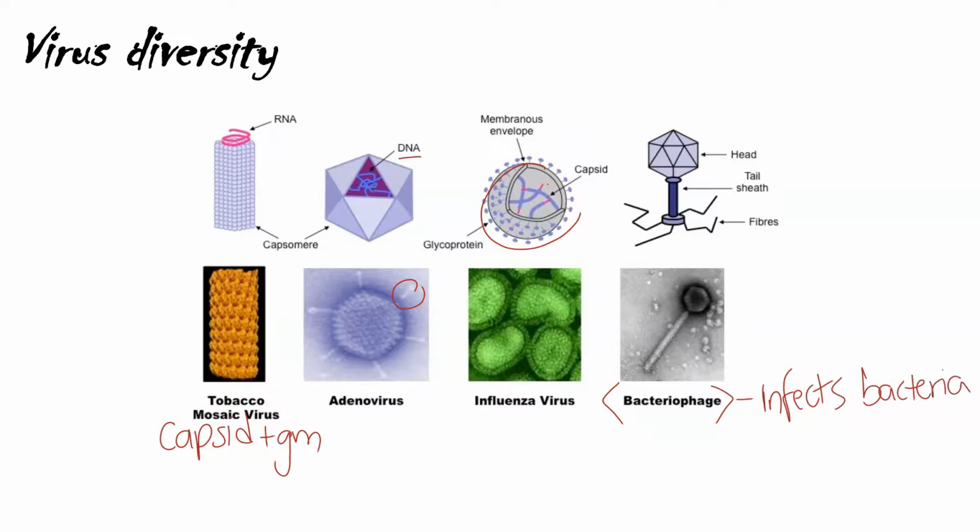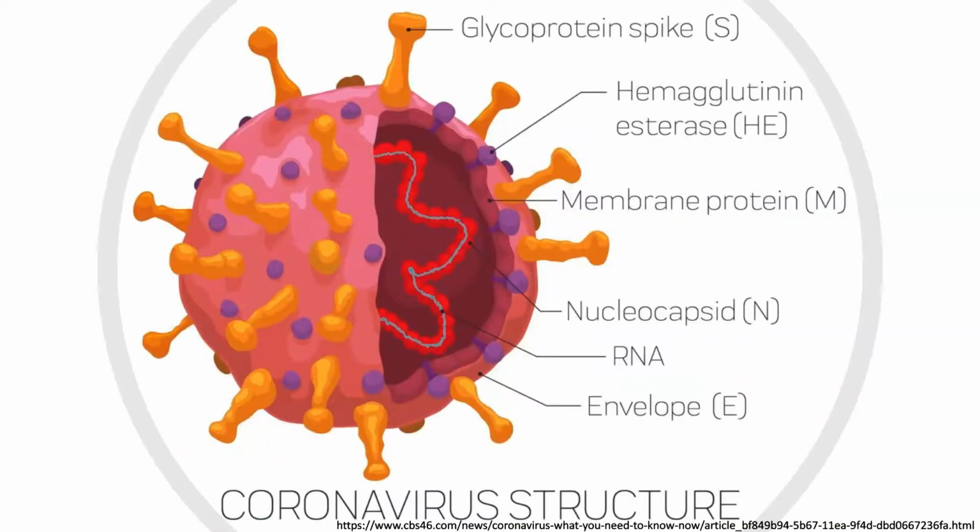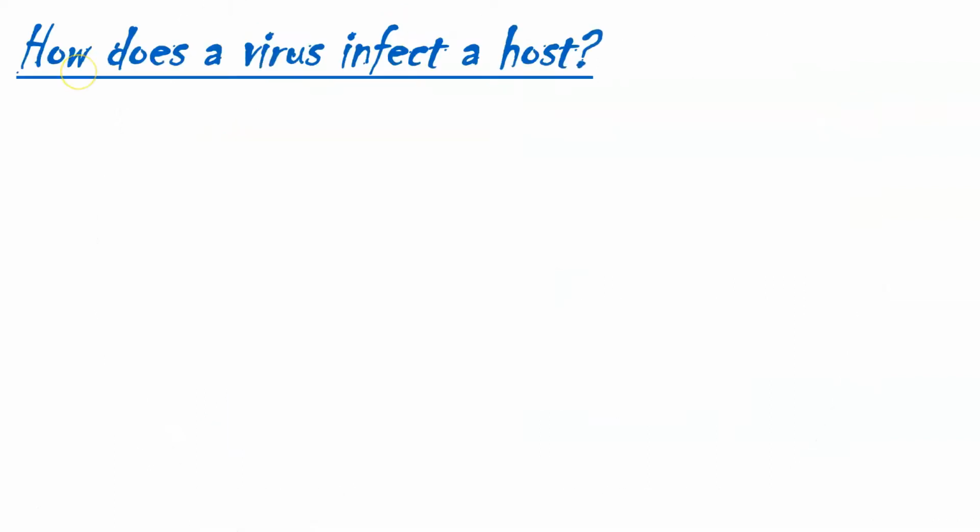Okay. If we then take a look at coronavirus in particular, coronavirus has RNA inside of it. That is its genetic material, and surrounding the RNA is the nucleocapsid. And then outside of that is the envelope, with the glycoprotein spikes and membrane proteins in it. So that's our coronavirus structures. So now that we know what a virus is made of, we need to know how does a virus infect a host. And we're going to watch a quick video on that to see how it happens.